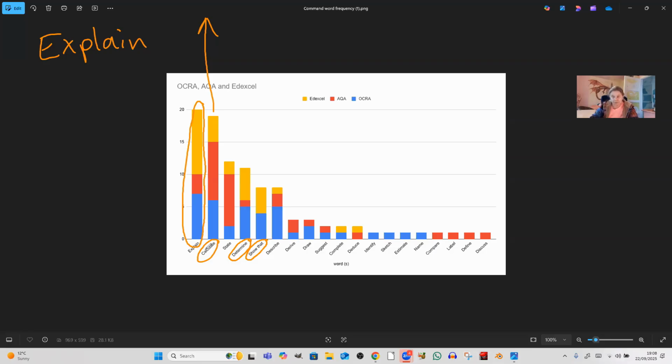Now, in maths, you very rarely explain, only very occasionally. But this one command word, explain, is the reason why most people find A-level physics really difficult. Explain is the biggest culprit for that. The second biggest culprit is describe. And you can see all of these others: derive and draw and suggest and complete and deduce and identify and sketch and estimate and name and compare and label and define and discuss and assess and criticize and justify.